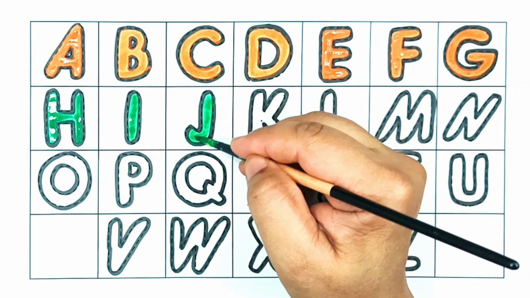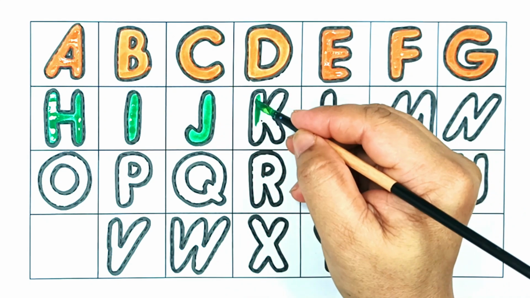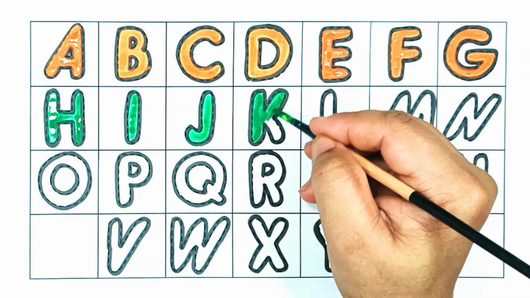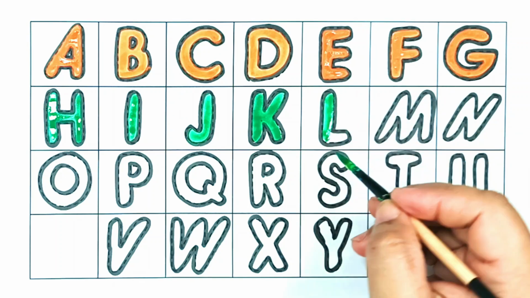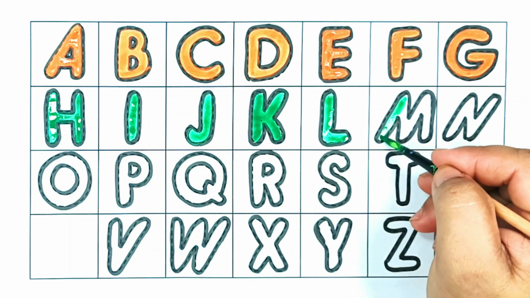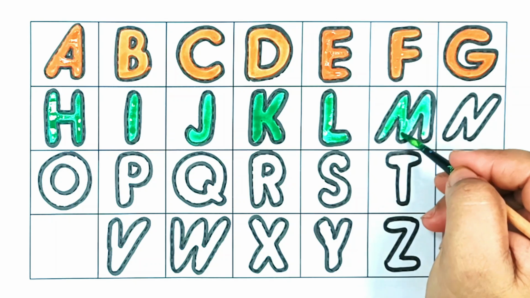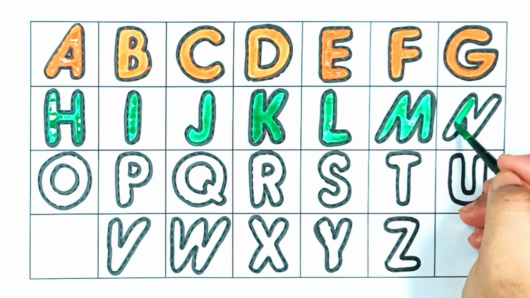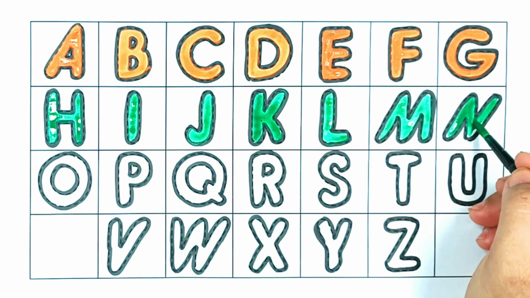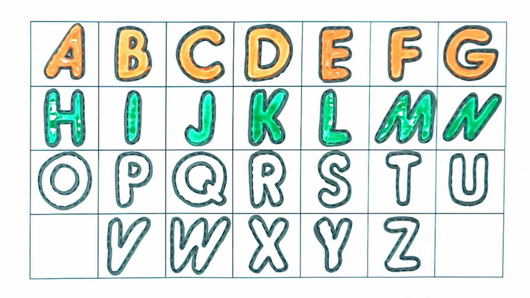J for jam, J for jam, K for kite, K for kite, L for lamb, L for lamb, M for man, M for man, N for net, N for net.